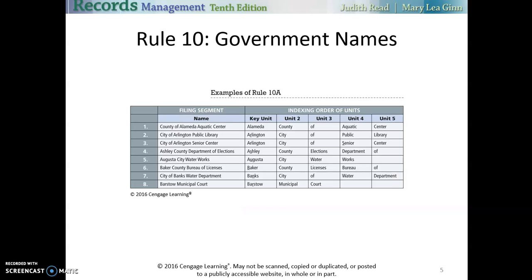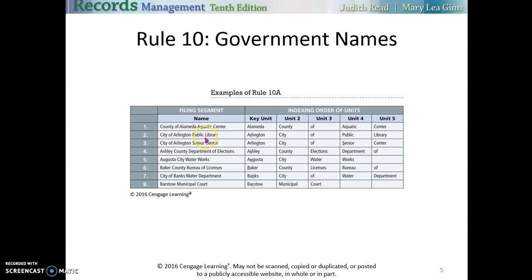So let's look at these examples. Here we have the County of Alameda Aquatic Center. So we look for first, again, the city, the county, the village, the town, and it would be Alameda. So that's the key unit. And then we have county of, because that's all part of it, and then aquatic center.